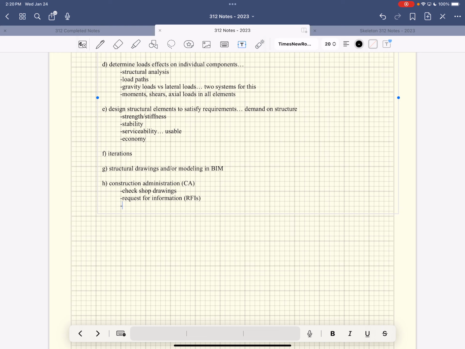Sometimes they have site visits, right? Site visits and structural observations. There's kind of documenting whether or not people are building it the way that they're supposed to, and you just go in and check to make sure everything is happening correctly.